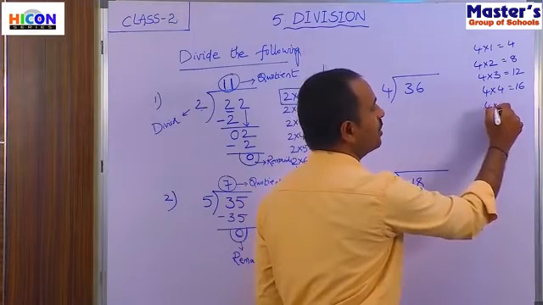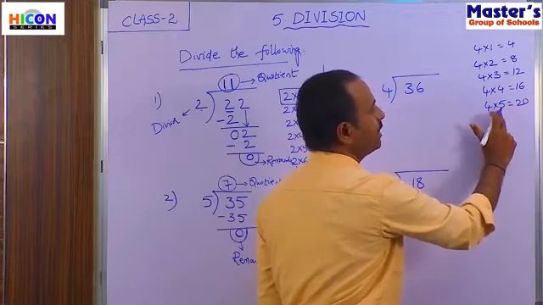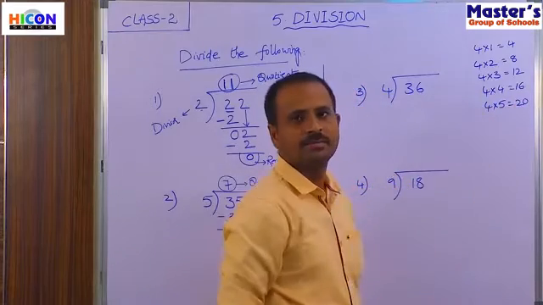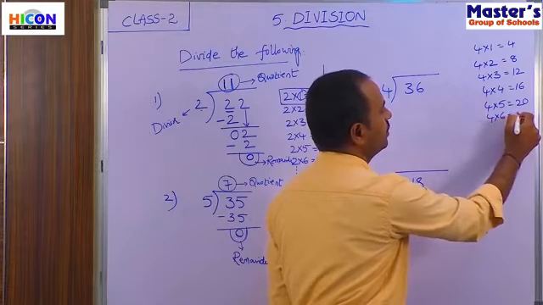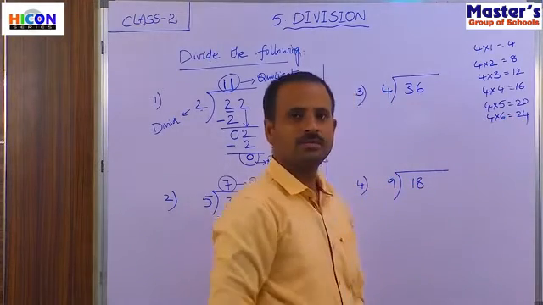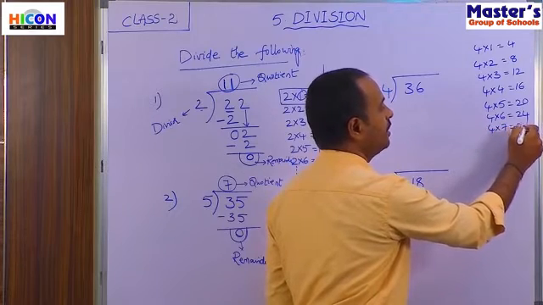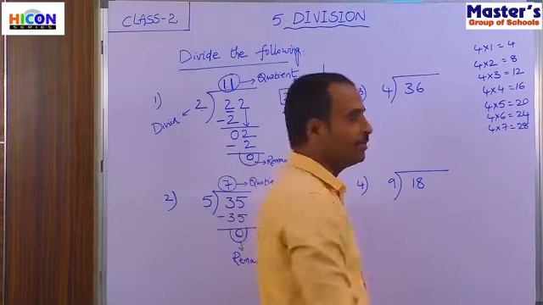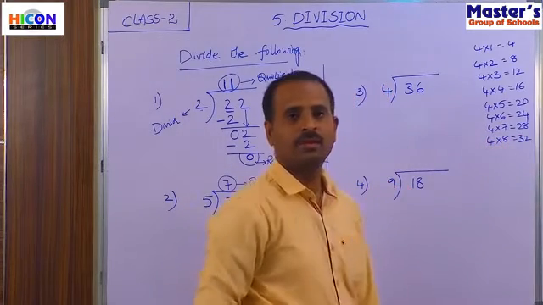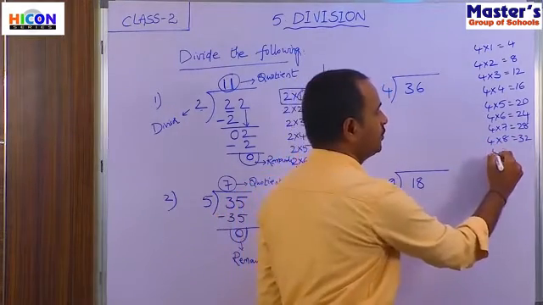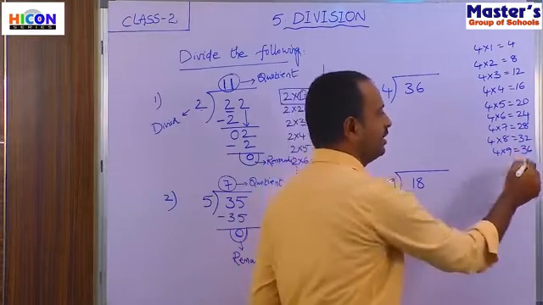And 4 fives are, children, how much? 20. So write 20. If you take 5 times, we will get 20. Now take 6 times. That is 4 sixes are 24. Now take 7 times. That is 4 sevens are 28. And now take 8 times. 4 eights are 32. Now take 9 times. That is 4 nines are 36. So now we have got the number 36.